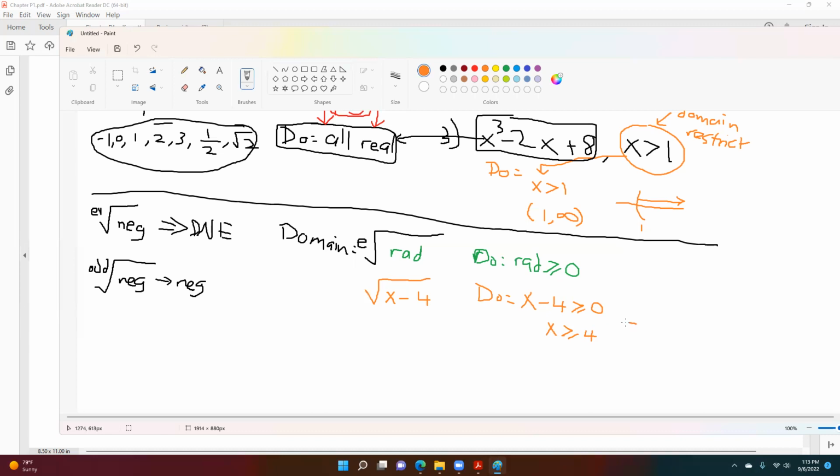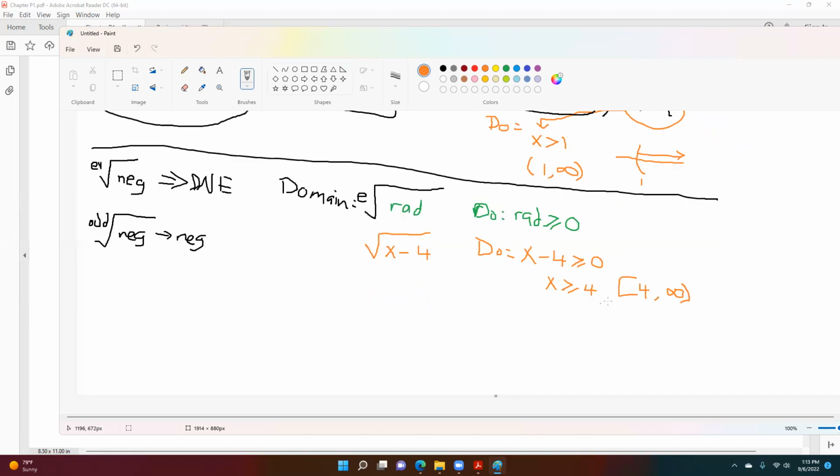What does that mean here? You can only put 4, 5, 6, 7, 8 all the way to infinity. Then your domain will work here. So what I'm trying to show you here is, let's say you put 4 here.